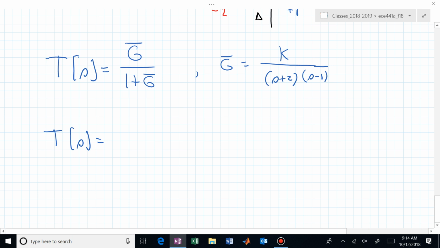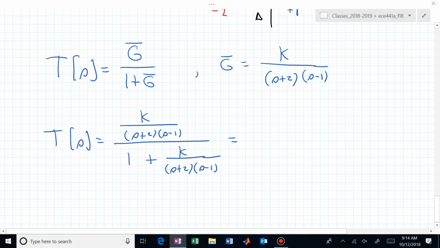Can I just write that down, or do I need to go through the steps? Well, let me go through the steps. So it's this, and then you can check my work. Now what's our strategy? Obtain a common denominator in the denominator. And then the denominators are common in the numerator and denominator. Those can cancel, and we're left then with k over (s plus 2)(s minus 1) plus k. That's what I was going to just write down, but I put in a step between there.